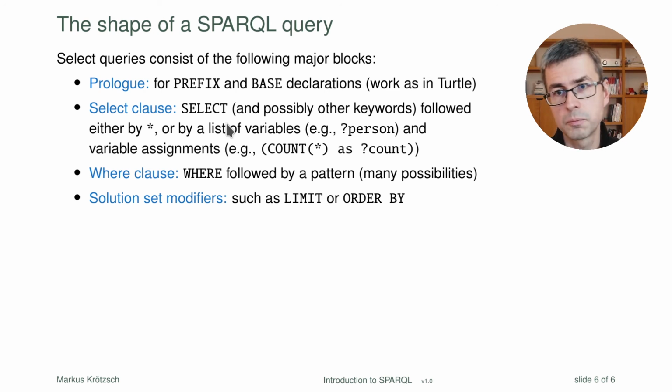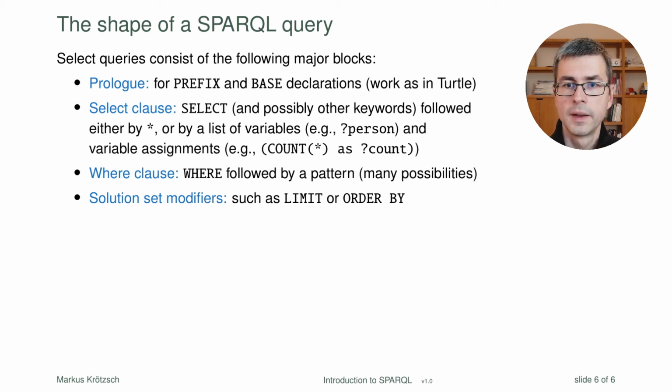And then after select, you can either use a star if you just want to return the values of all the variables that appear in your pattern, or you can specify a list of variables and variable assignments. And we have seen both in the examples. Variables are just the names of the variables with the question mark. Variable assignments are things where you have a function like the aggregate function count star, and you write as a keyword to assign the value to count. Then there comes a where clause, which gives the actual query condition. And finally, we have what is called solution set modifiers, such as limit and order by.